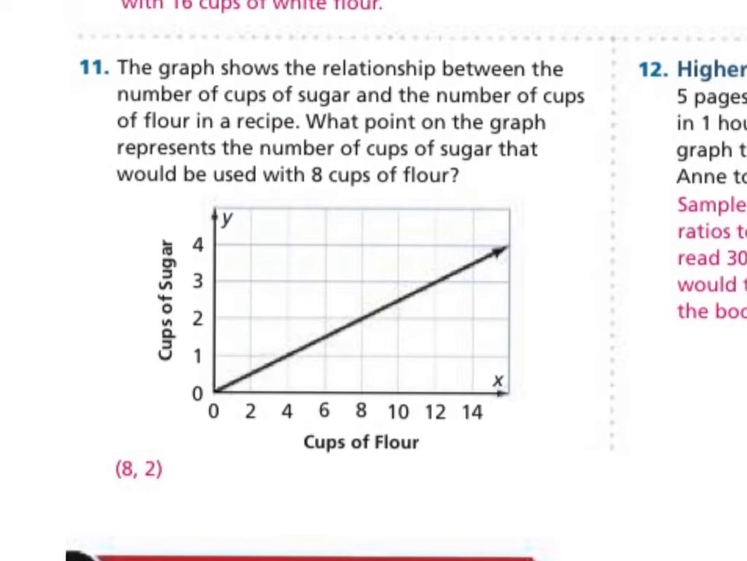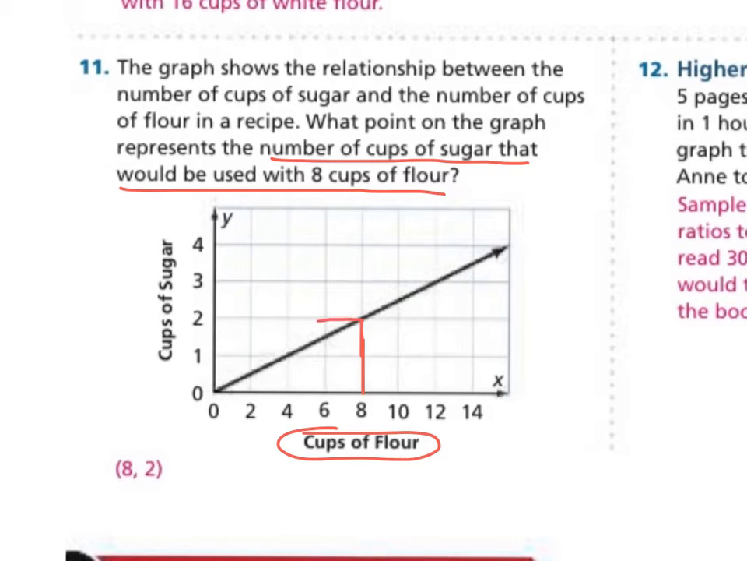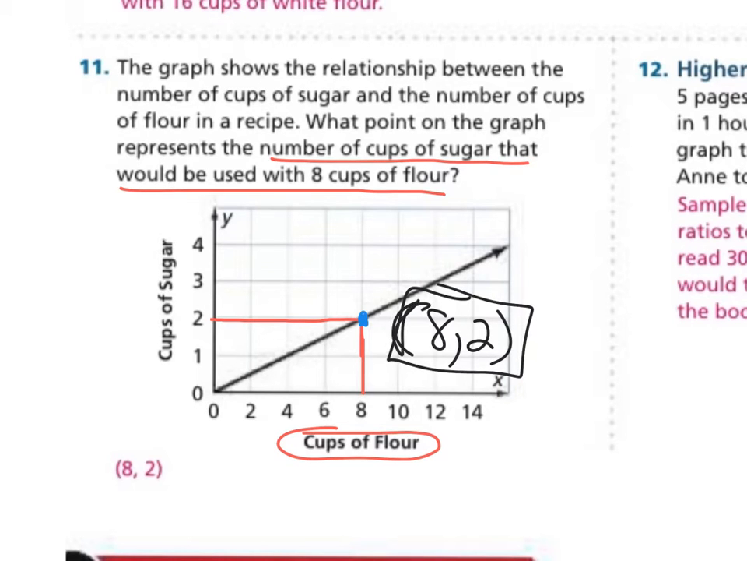Number 11 asks what point on the graph represents the number of cups of sugar that would be used with 8 cups of flour. So cups of flour is here, 8 cups of flour would be this point. Remember, you do the X first and then the Y, so that would be the point 8, 2.